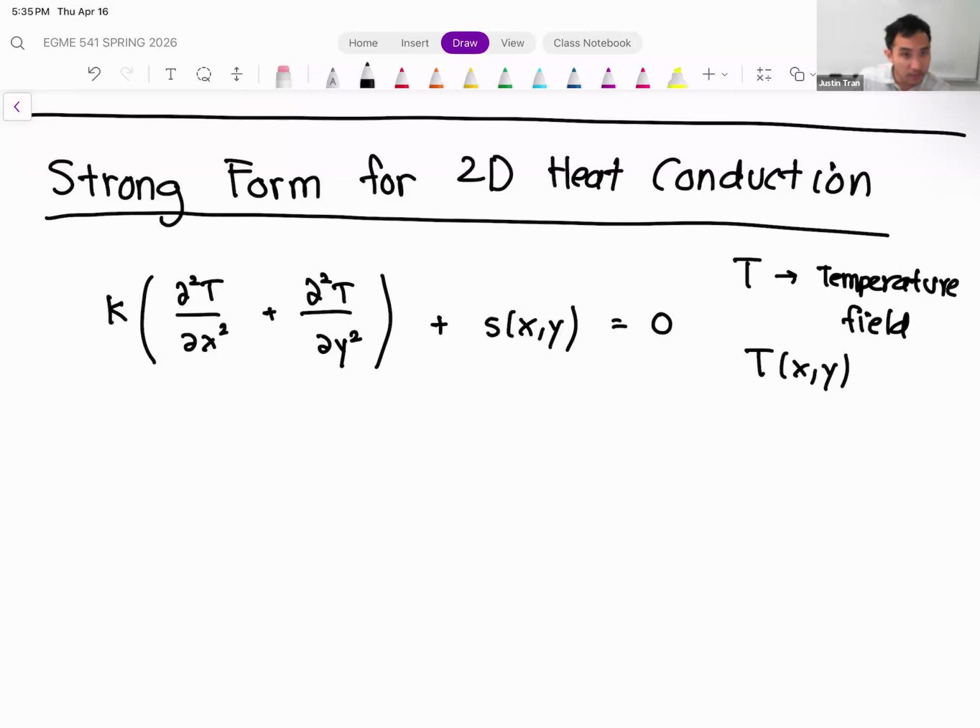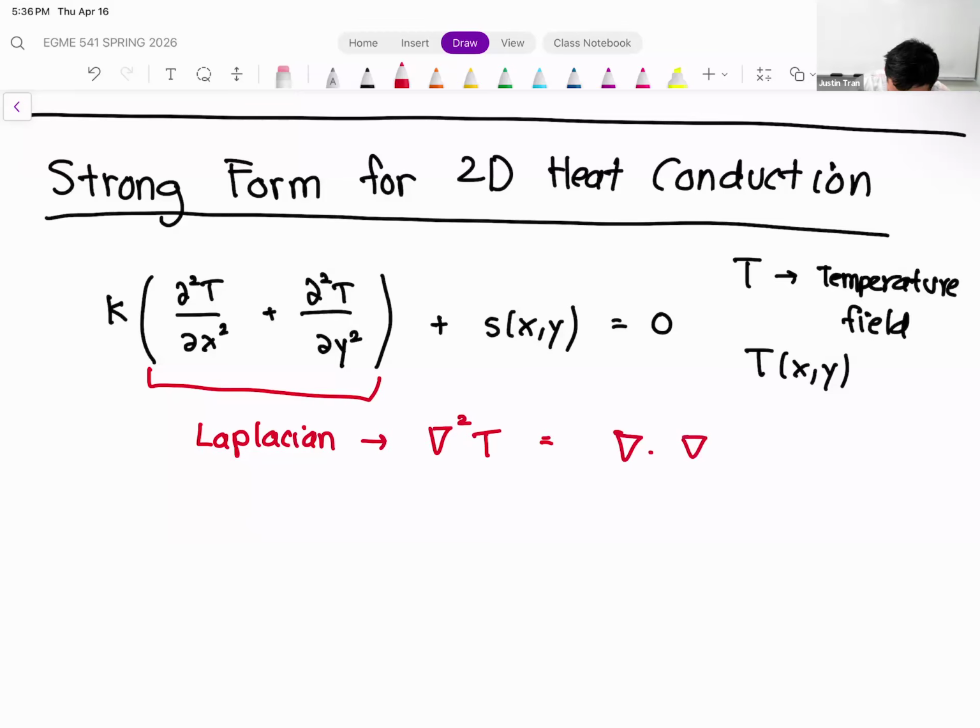Another form for this equation that we will use is that we know this combination of terms is the Laplacian of the temperature field, where the Laplacian is given by nabla squared T. Remember, that was a specific operator that we talked about, I think not last lecture, but the lecture before that. Another way to express the Laplacian is the divergence of the gradient of the temperature field T. That will come into play later once we work on the weak form, but I just want to say that here.